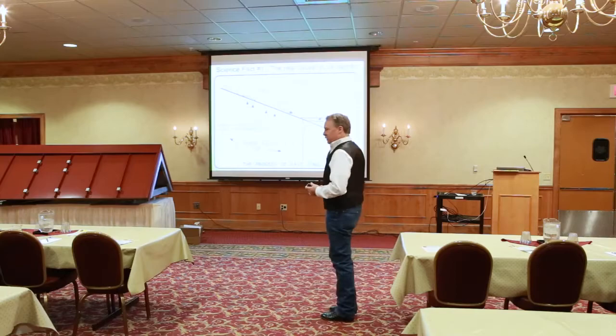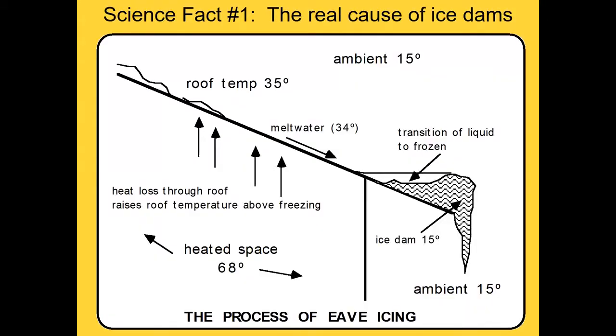What causes ice dams? What causes ice dams are low temperatures on the roof, sub-freezing temperatures down near the eave of the roof, and warmer temperatures upslope of those. Okay, and why would the temperatures be warmer upslope than downslope? Well, because of the thing we talked about a moment ago.